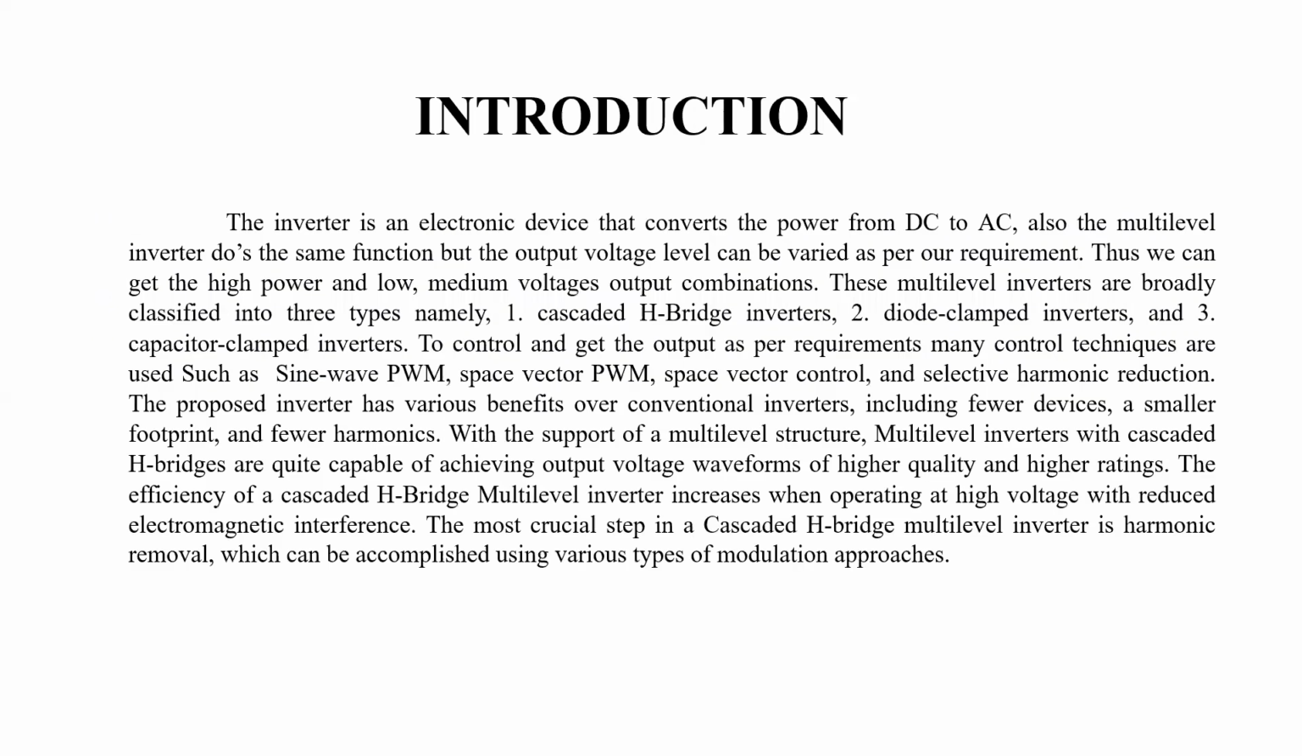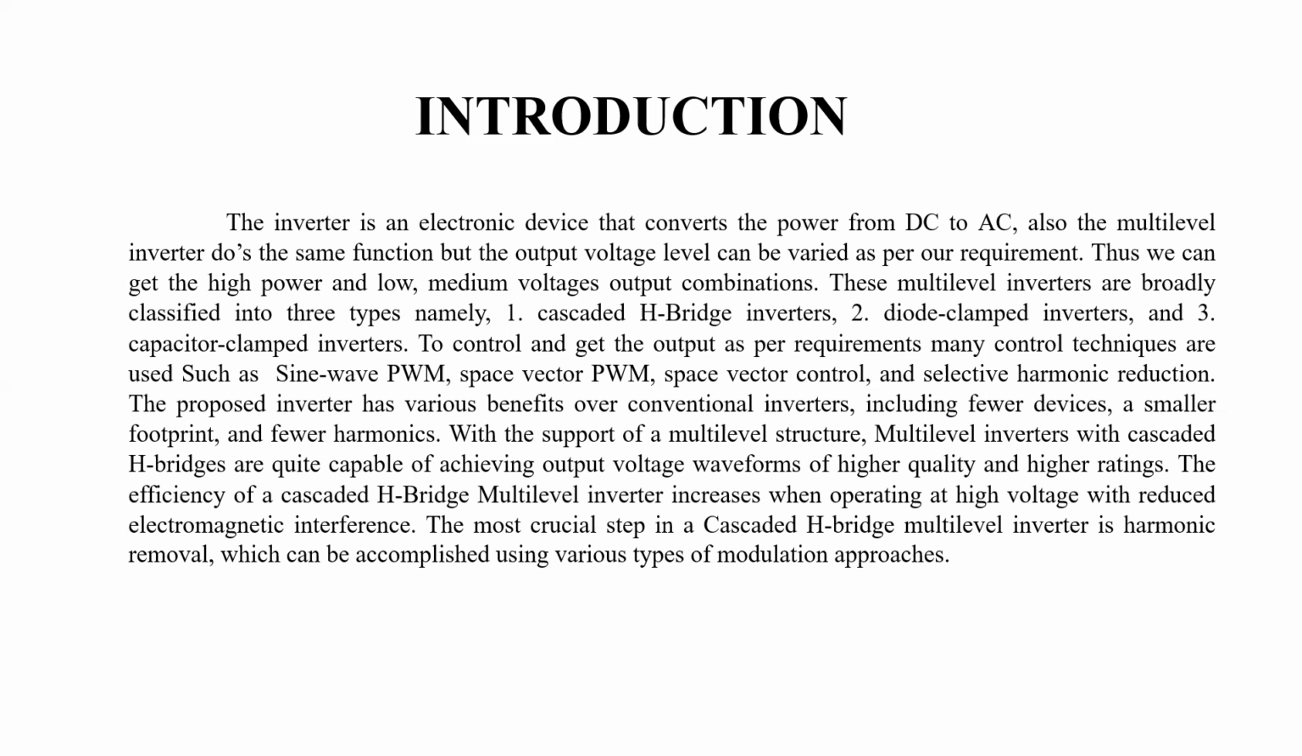The introduction to the paper: the inverter is an electronic device that converts power from DC to AC. Similarly, multi-level inverters have the same function, but the output can be modified as per our requirements. That is, the level of the output can be controlled with many techniques. Thus, we can get higher power and lower to medium voltage output combinations as per our requirements. These multi-level inverters are broadly classified into three types, namely cascaded H-bridge inverters, diode clamped inverters, and capacitor clamped inverters.